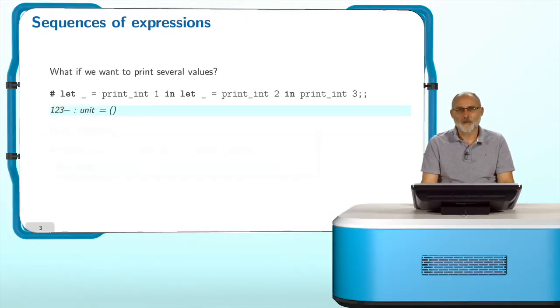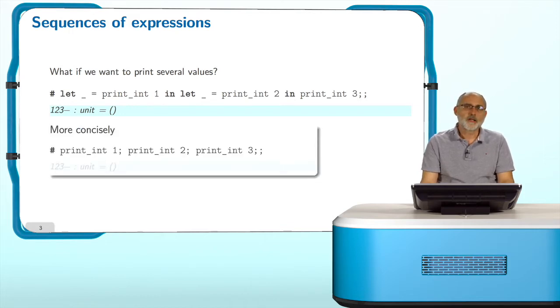But this is kind of cumbersome to write, very verbose. More concisely, OCaml allows you to write something like this. Several expressions, one after the other, separated just by a single semicolon. So you have print int 1 here, then the semicolon, then print int 2, then the semicolon, then print int 3, the semicolon. It does exactly the same as this expression here. And indeed, the result is always 1, 2, 3.